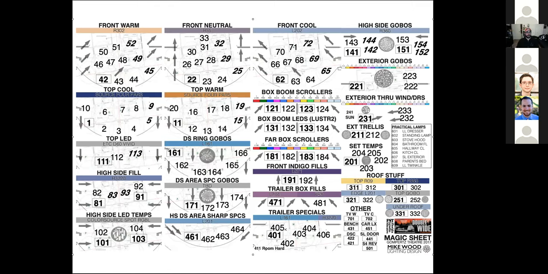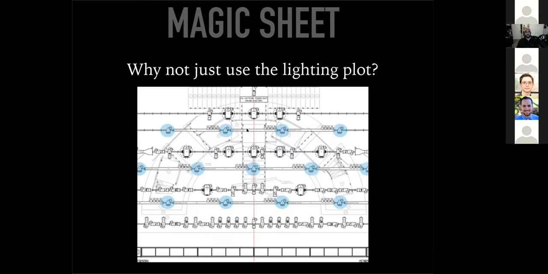So then the question comes up, why not just use the lighting plot, right? Why wouldn't I just have that piece of paper on the tech table and figure that out? Well, there's two answers for that. One, as you've just seen, several of my plots can be multiple pages, and that's pretty common. The other thing is, it's really hard to find information quickly. So if I look at this plot right here, if I want to turn on this top Parnell system, I would have to move my eyes from fixture to fixture to fixture and see all of those numbers.